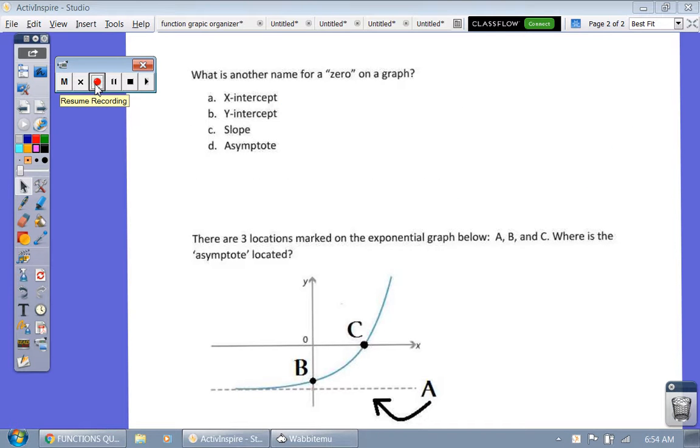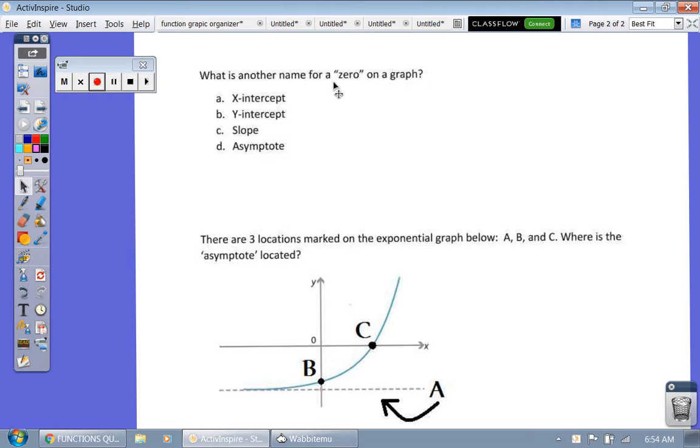Question 6, what's another name for a 0? If you remember, a fancy way of saying 0 is just simply calling it an x-intercept. So that's just a vocab, A. So a 0 is an x-intercept.